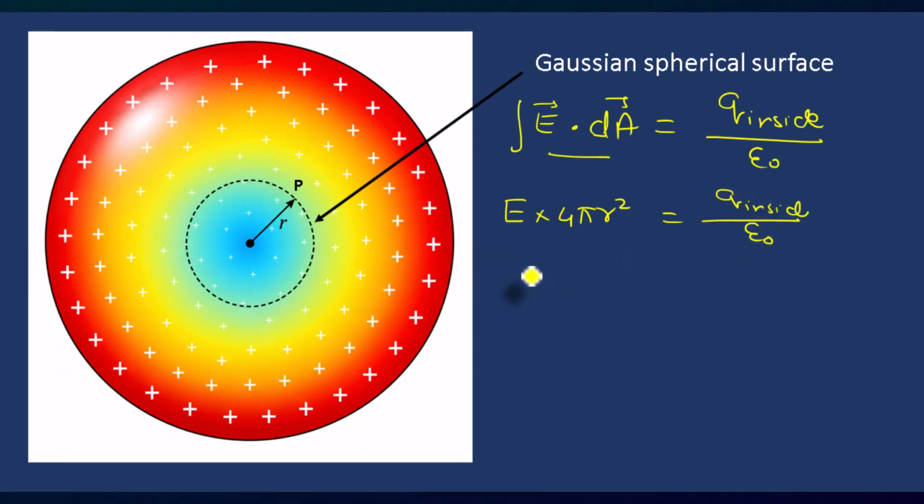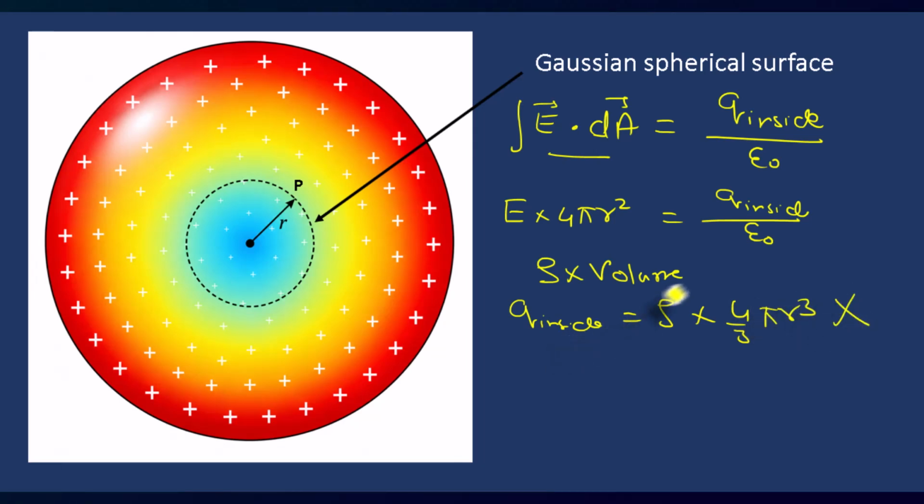Now comes the challenging part, finding Q inside. In the previous case of uniform charge density, we simply multiplied charge density rho into V, where V was the volume. But here, the charge density changes with radius. So, we cannot directly write Q inside is equal to rho into 4 upon 3 pi r cube. We cannot do this because this rho is not constant throughout the volume. Instead, we must use integration.